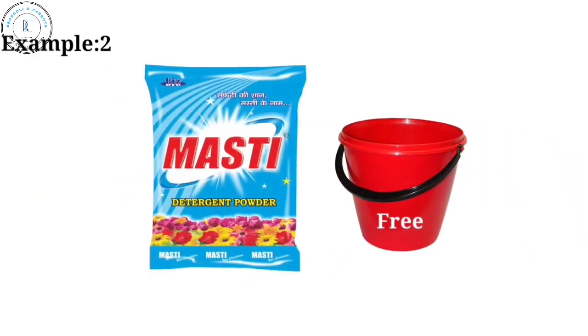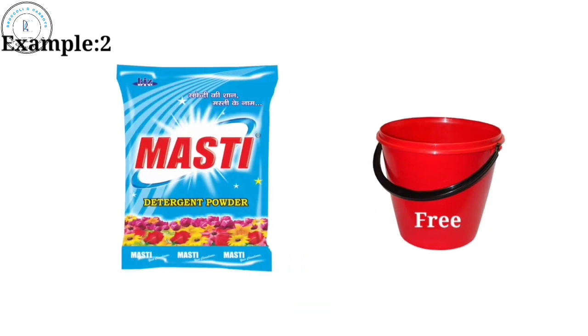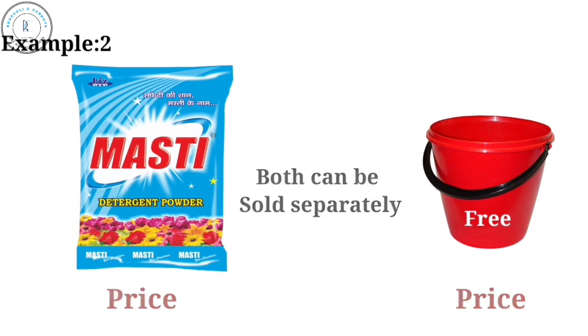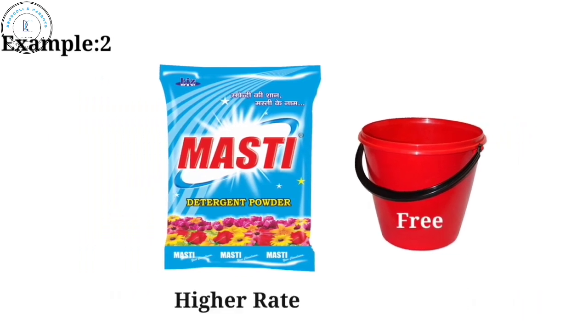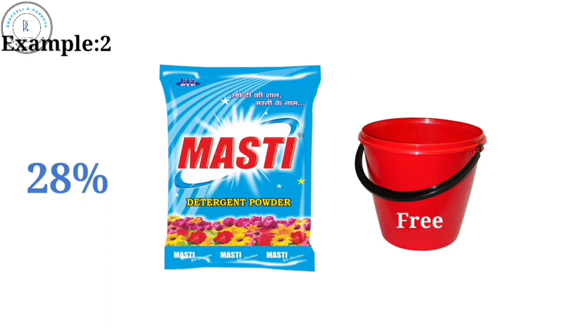Example, a free bucket is offered on the purchase of detergent. It is a mixed supply, since detergent and bucket both can be sold separately. Since detergents have the higher rate, 28%, this rate will apply on the whole mixed bundle. So, that is all for this topic.